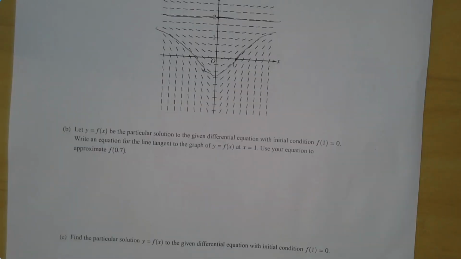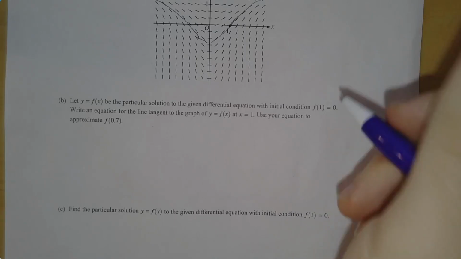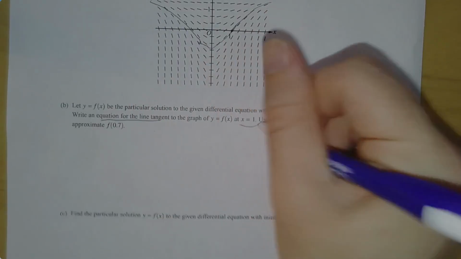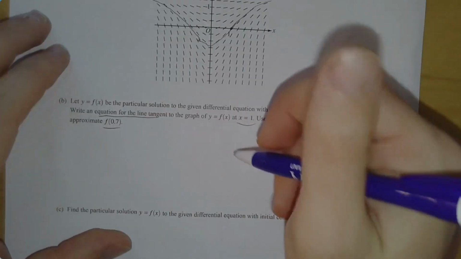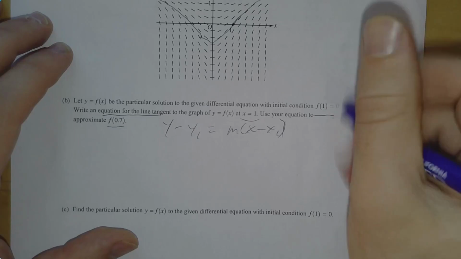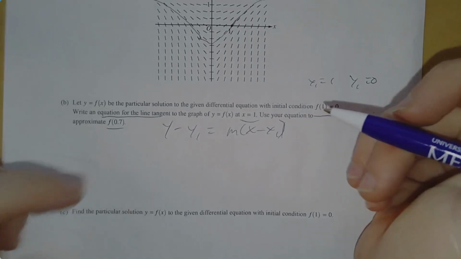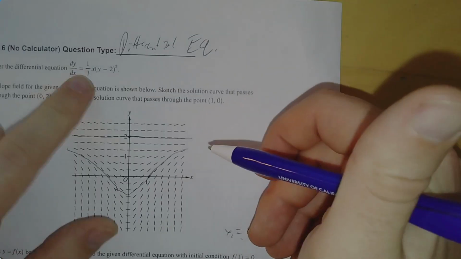Okay. Let f of x be the particular solution to the differential equation with initial condition f of 1 equals 0. Write an equation for the line tangent to the graph of y equals f of x at x equals 1. Use your equation to approximate f of 0.7. So as soon as you see that, you say, okay, y minus y1 equals m times x minus x1. And we're going to plug in, okay, so I know my x1 is 1. That's given to me here. I know my y1 is 0. And then I just need my m. And so to get the m, you just plug in these points into the derivative up here.